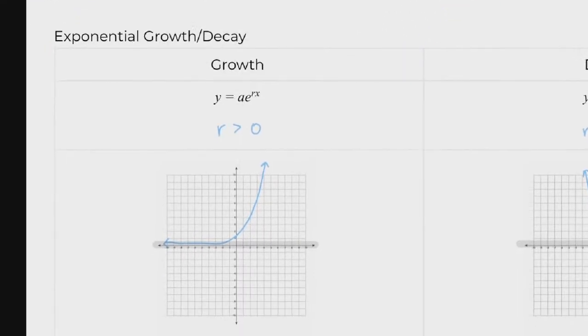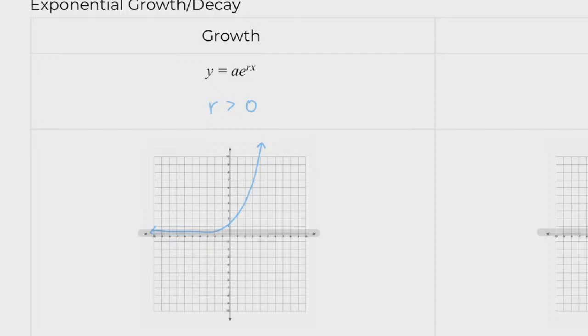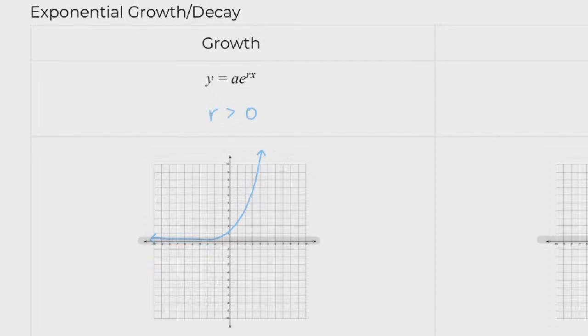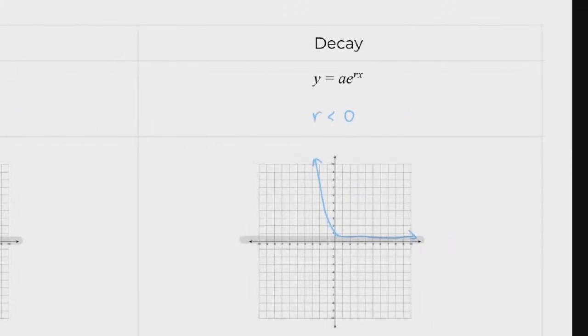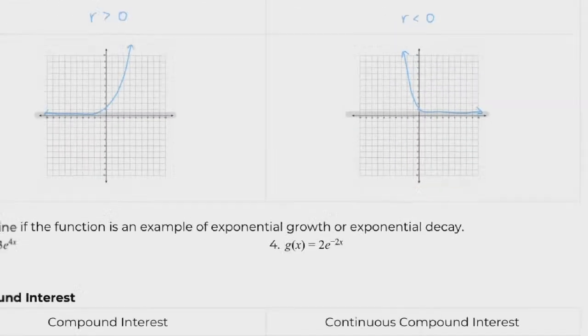For exponential growth and decay, here is what the graph will look like. It's very similar to the one we went over in the last section, but this time for growth, it's when the exponent or the number in front of x, which is in the exponent, is greater than 0. So if it's positive, it's going to be exponential growth. And for decay, it's when r is less than 0 or when the exponent is negative.